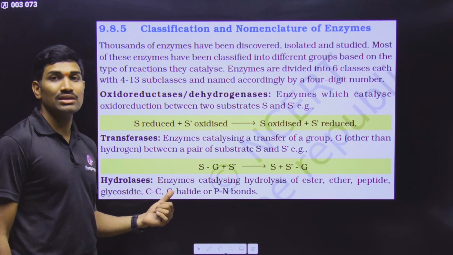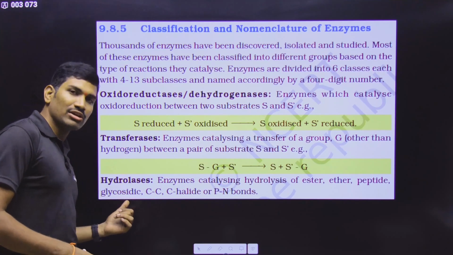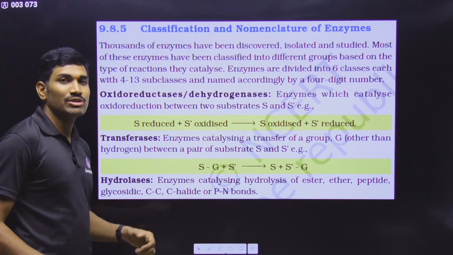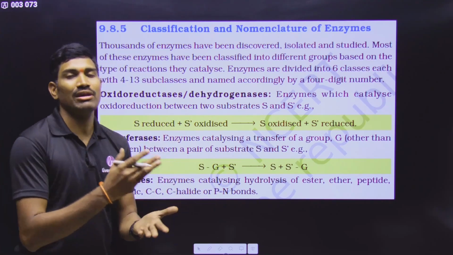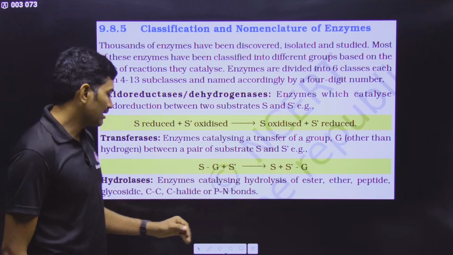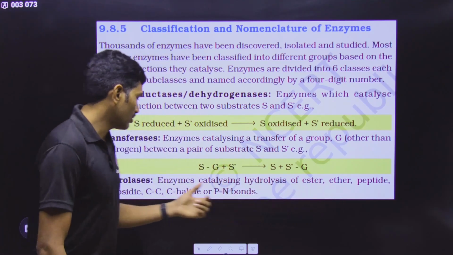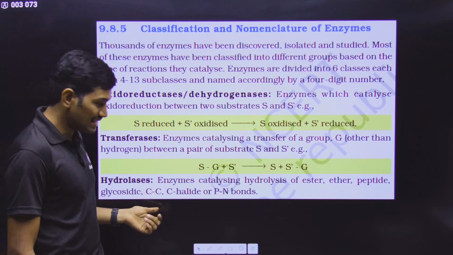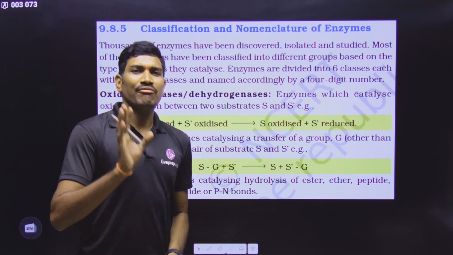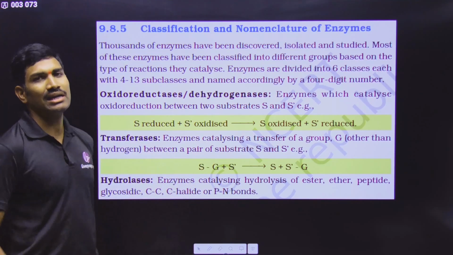Now let us go through third class, hydrolases. Hydro, water. So with the involvement of water, bonds are broken here. With the involvement of water, that means water molecule is used while breaking this particular bond. So in this way, all these reactions will come here. So enzymes catalyzing the hydrolysis of ester bonds, ether bonds, peptide bonds, glycosidic bonds, C-C bonds, C-halide bonds, P-N bonds, wherever the bonds are broken with the involvement of water, all of them will come under hydrolases.